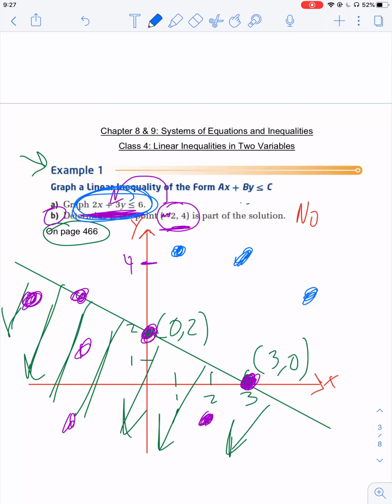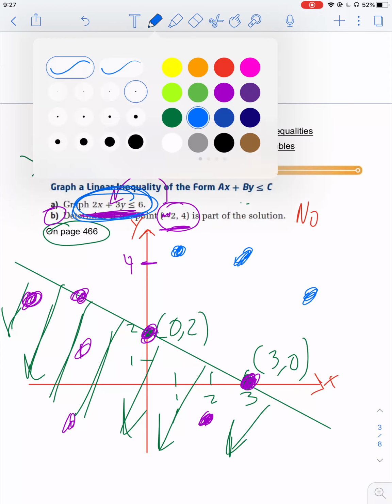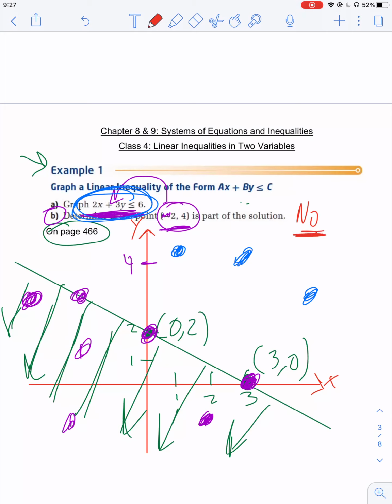Your textbook is using the point 2 comma 4, not minus 2 and 4. Okay, that's why it's not a solution. It's not part of your solution because it's not in your region. Okay, and this is the point that they're talking about.